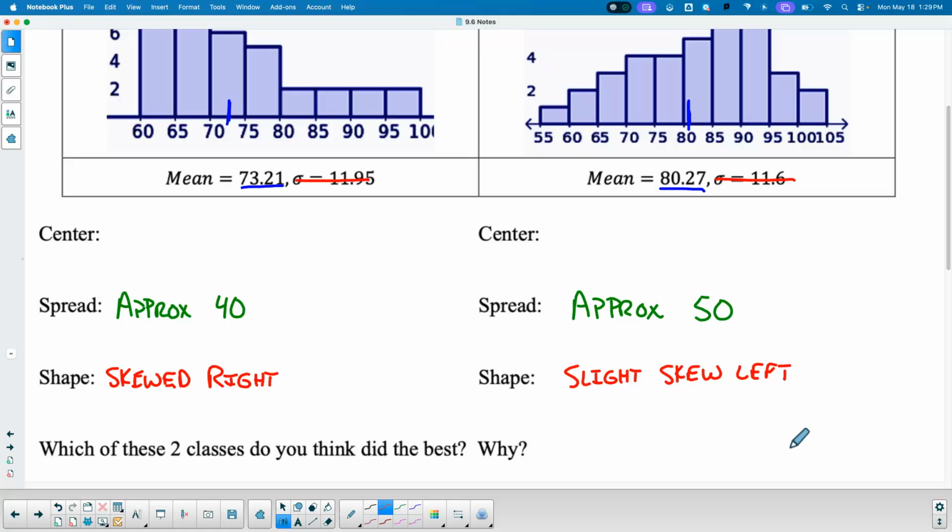What are we thinking? Which of the 2 classes did the best? Which one? Why? Okay, so the average is higher. Okay. Anything else for why Anderson did better? Skewed left. So that means it's skewed towards the higher end, whereas the other one was skewed towards the lower end? Yep, I'd go Anderson there too.